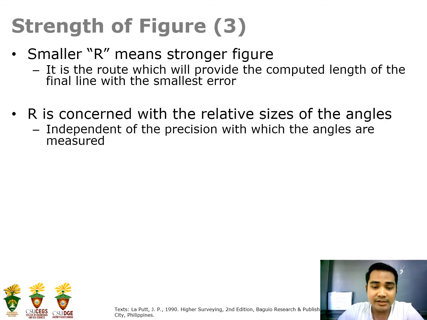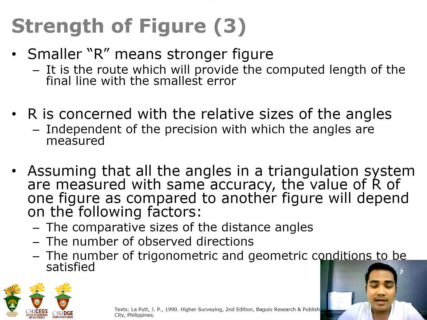And R is concerned with the relative sizes of the angles, which is independent of the precision with which the angles are being measured. Assuming that all angles in a triangulation system are measured with same accuracy, the value of R of one figure as compared to another figure will depend on these following factors. So these are the factors that will affect in computing the strength of figure. First is ang comparative sizes of the distance angles. Second is the number of observed directions. And lastly is the number of trigonometric and geometric conditions that are going to be satisfied.